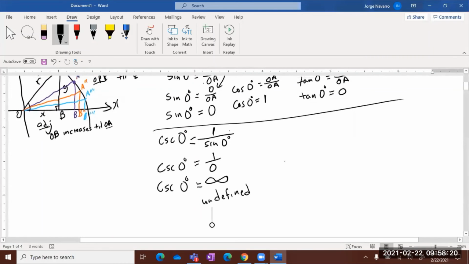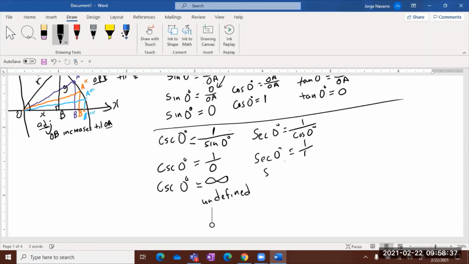All right, let's look at the next one. So the reciprocal of cosine is called secant. So secant of 0 degrees is 1 over the cosine of 0 degrees. So secant of 0 will be 1 over 1. So what will that be? Guys, what will that be? 1. Right, it's going to be 1.